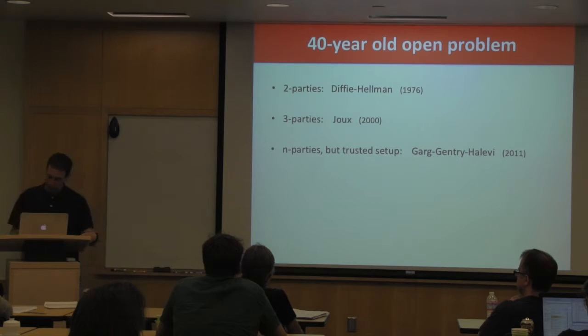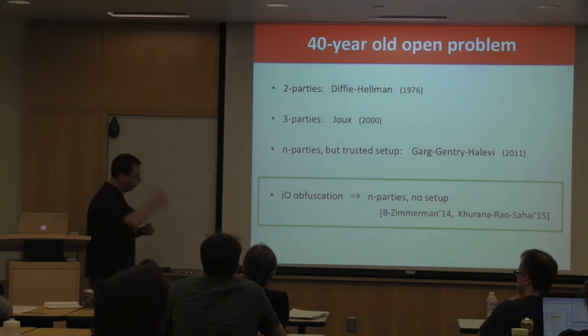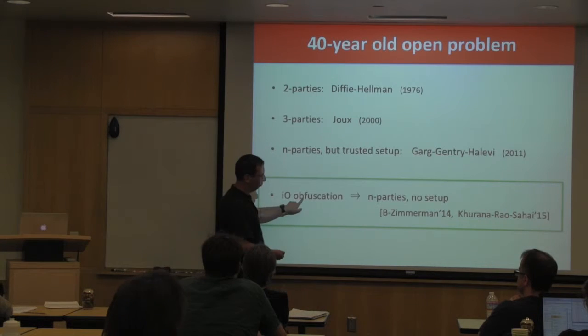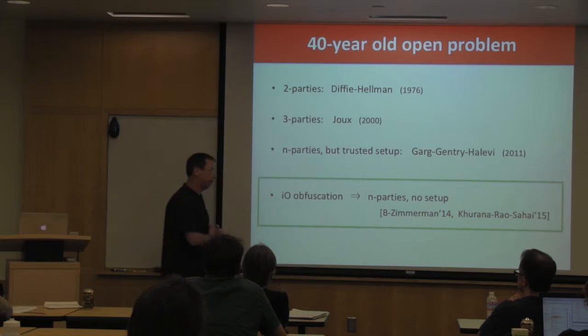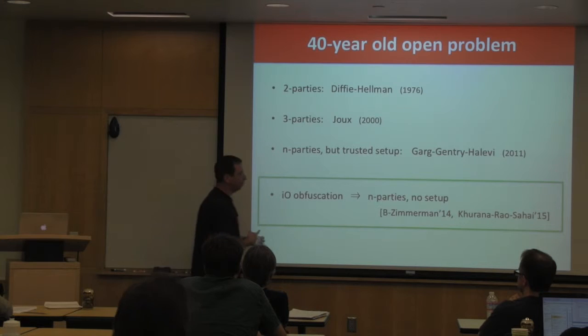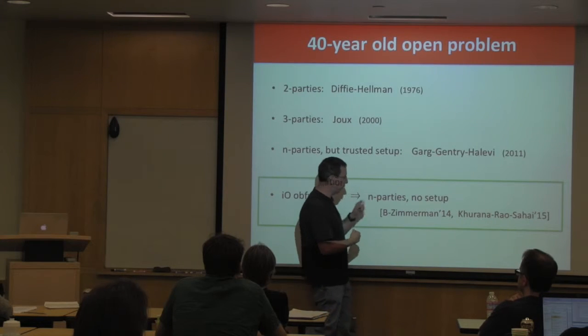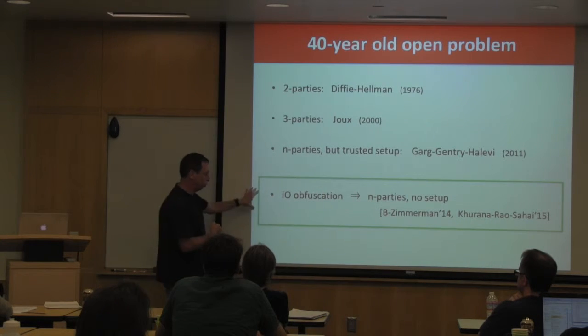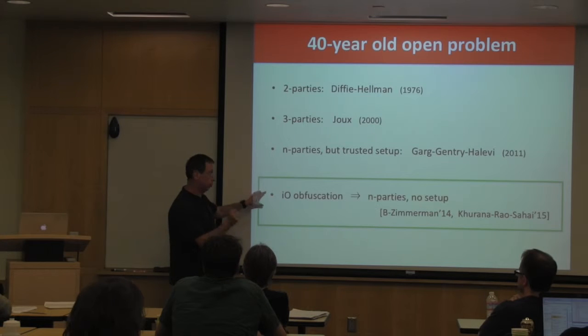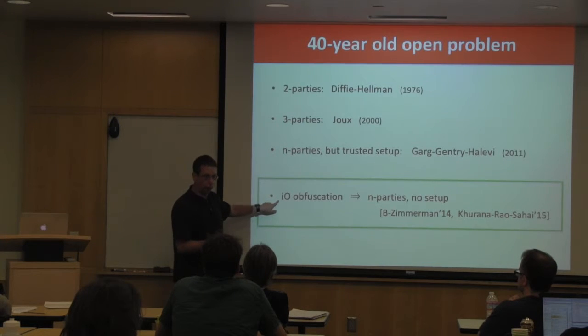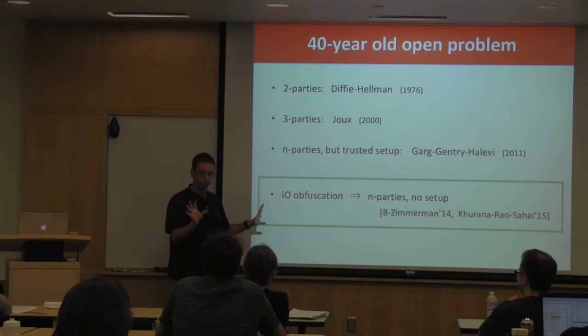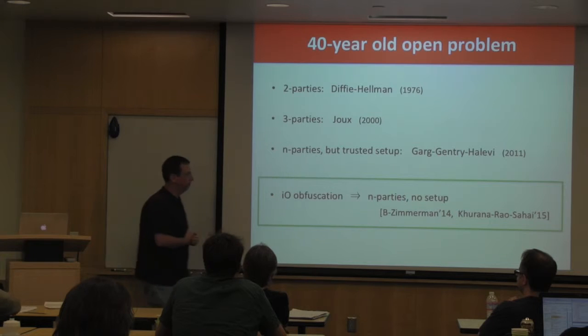And the last step in the story is that finally we have this huge hammer called Indistinguishability Obfuscation, which I'll tell you a little bit about later, that allows us to finally solve this problem without setup. So finally we have a solution, but this is really using really big hammers. And today, if you try to implement this, it would take 2 to the 200 years to run. So not particularly constant time, but 2 to the 200 years.